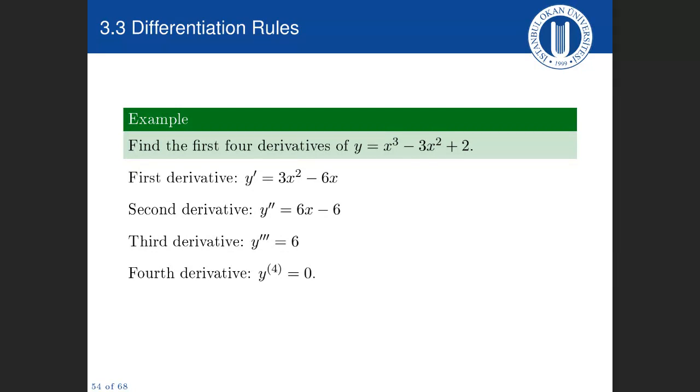Now that's all we were asked for in the example, but note that because the derivative of 0 is equal to 0, that means that the fifth derivative, the sixth derivative, the seventh derivative, the eighth derivative, etc., also all equal 0.